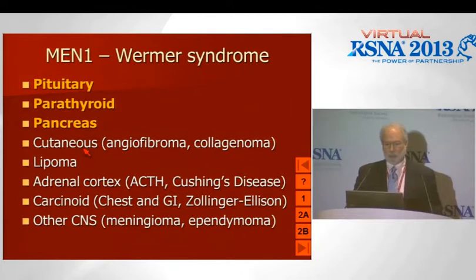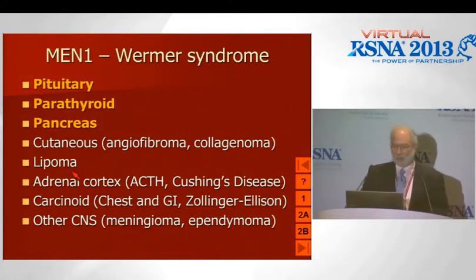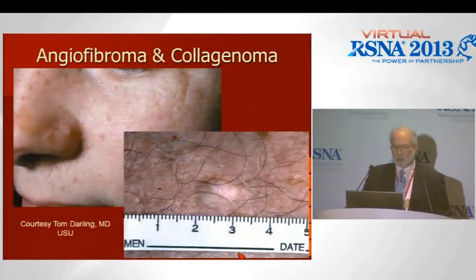So if we go on now, we want to remember that we're looking primarily for pituitary, parathyroid, and pancreas tumors, but these patients also have cutaneous lesions, lipomas, adrenal cortical tumors, carcinoid, and they have been reported to be associated with meningioma and ependymoma.